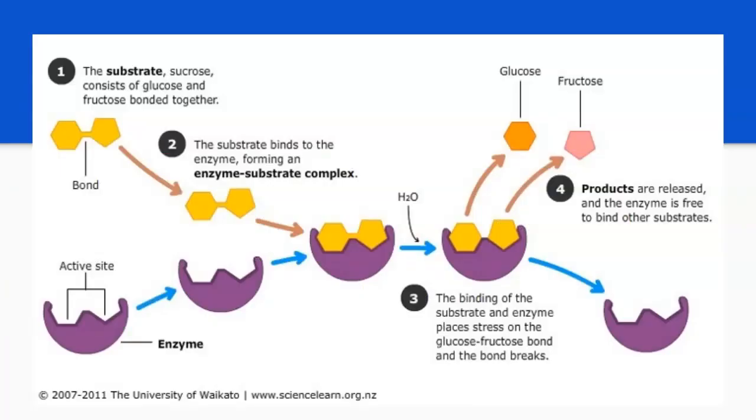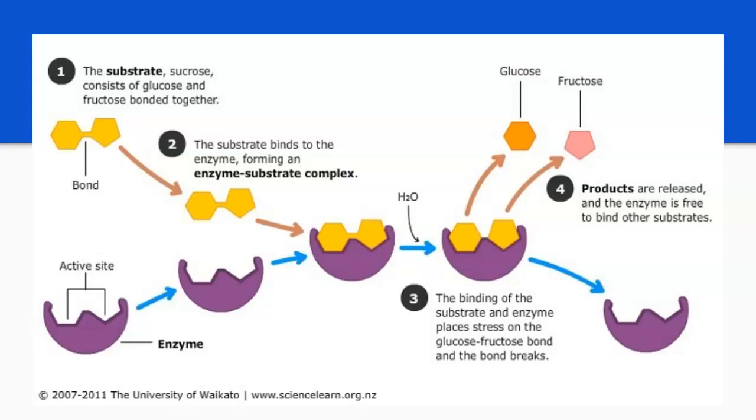So here's just a picture of what that looks like. In this case, the end goal would be sucrose being broken down into glucose and fructose. So sucrose is a disaccharide, and we used that in our diffusion lab, and it is going to be floating around, and the enzyme that's highly specific to that is going to float around.